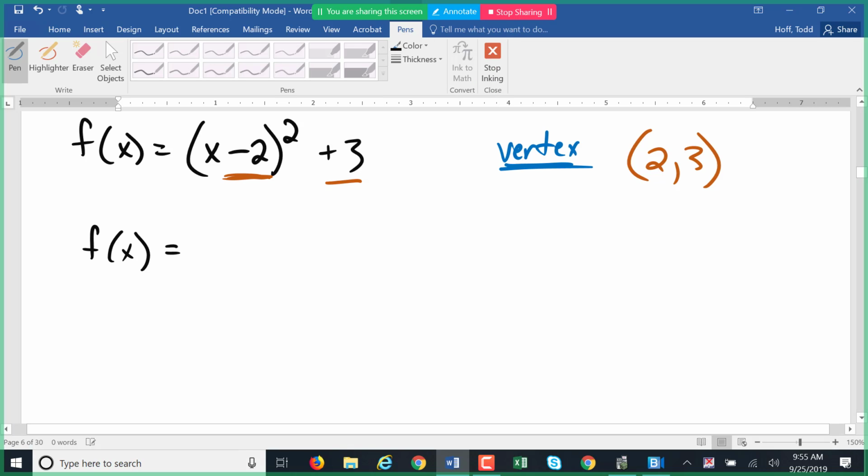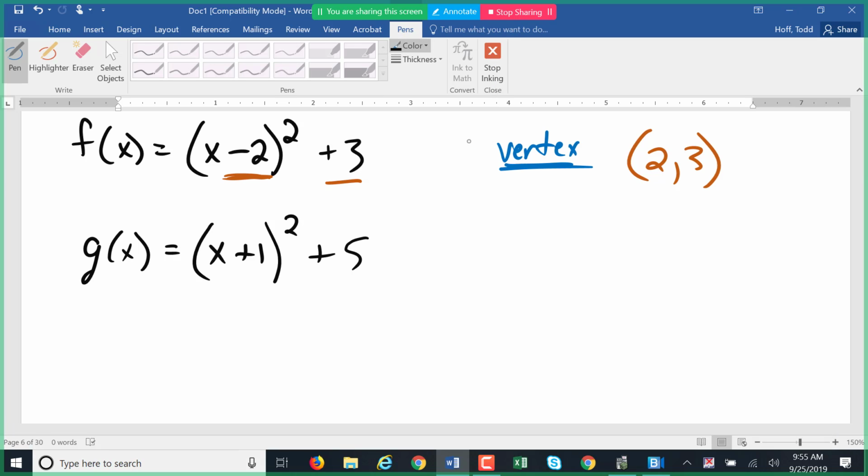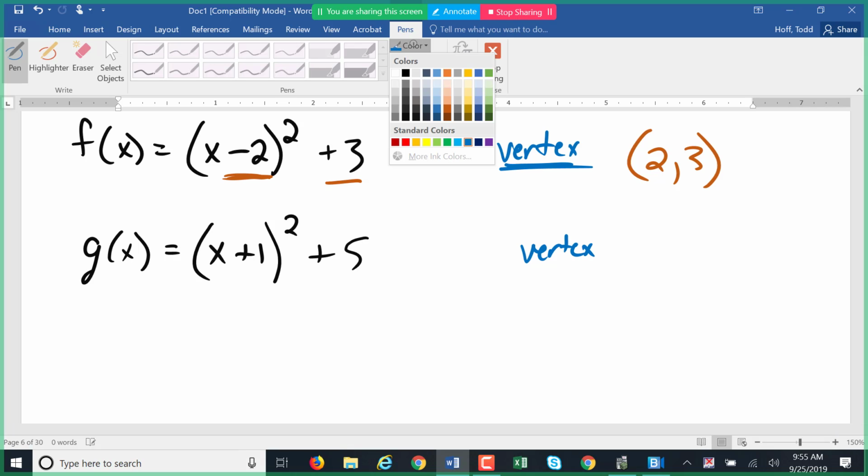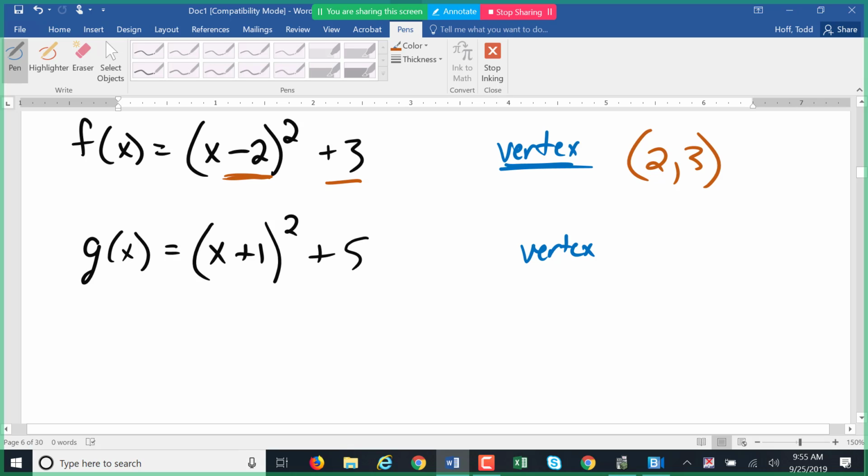If I have f of x, let's actually do g of x just to denote it, equals (x + 1) squared plus 5. For my vertex, what do you think for the vertex there, Valerie? Perfect, negative 1, 5.